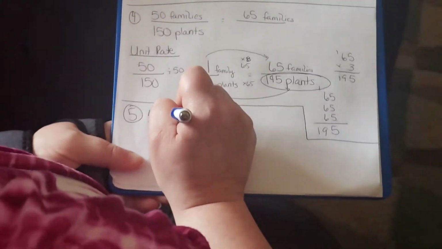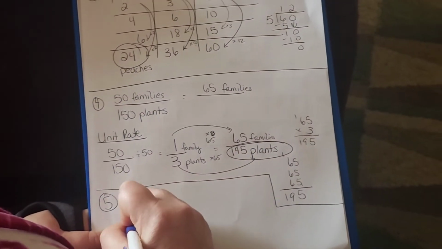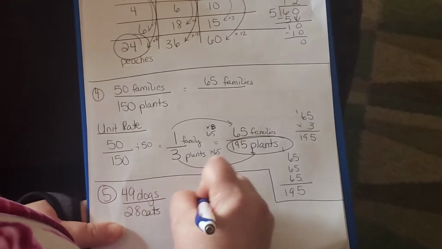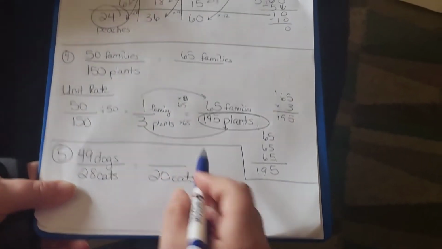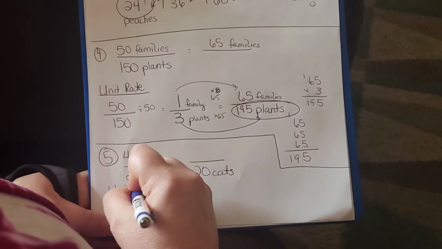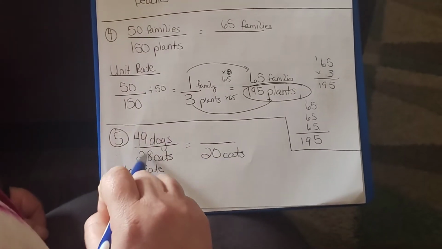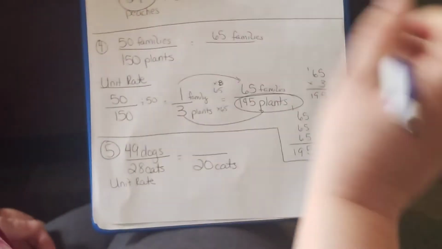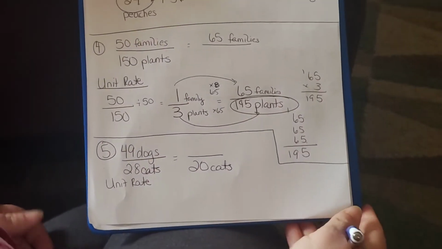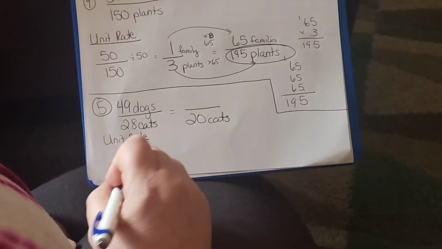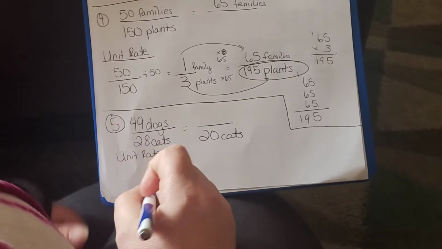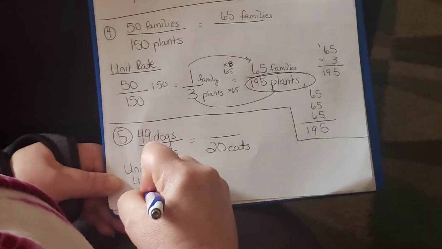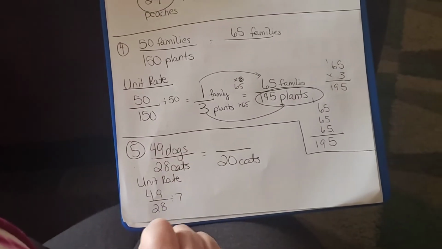You have 49 dogs and 28 cats. What would it be if you had 20 cats? Again, this is not a number that easily goes in there, so I like to find the unit rate. I just look at 49 and 28. If you get your multiplication table, you might want to see what row or column they line up in. Hopefully you can see that these are both divisible by 7. They're multiples of 7.